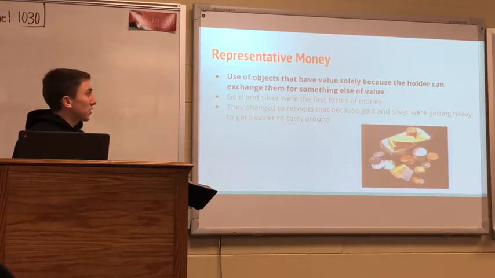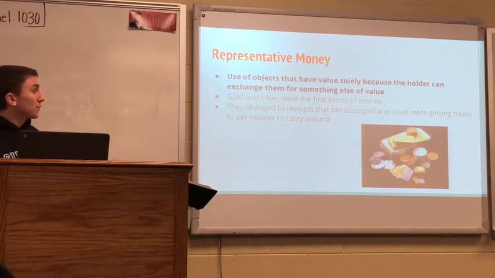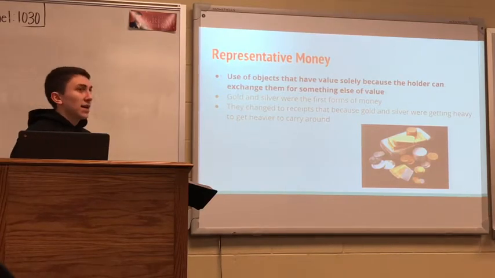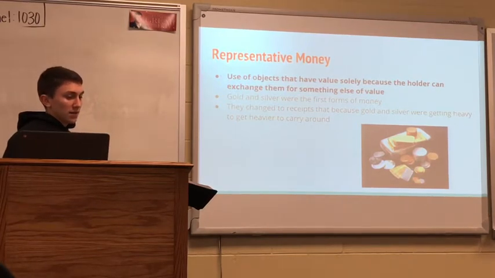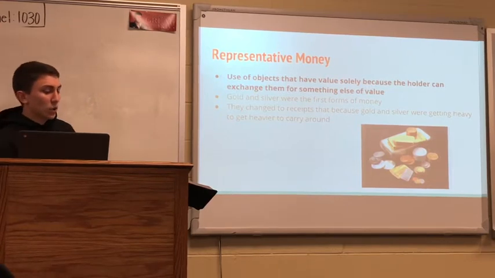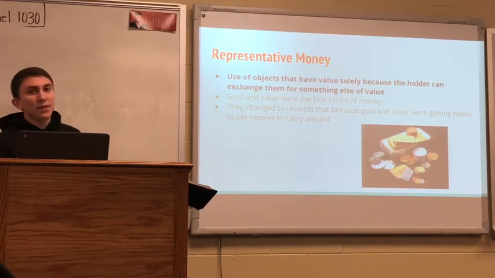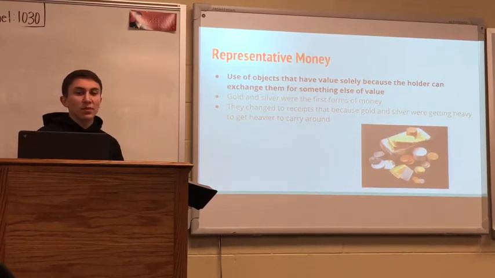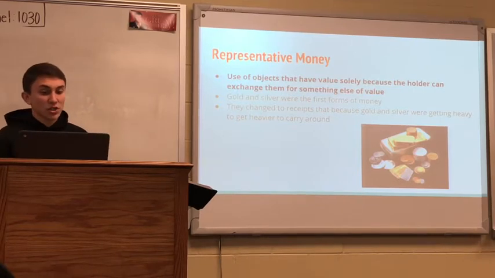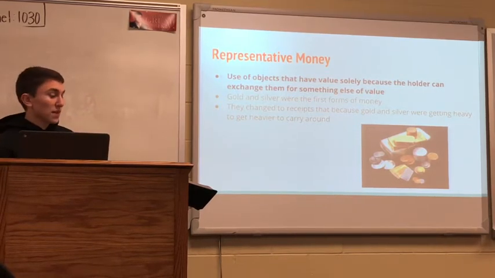And representative money, use of objects that have value solely because the holder can exchange them for something else of value. So like, gold and silver were the first forms of money, and they would find gold and just keep it, but it was getting heavy for them to carry around, so they would have blacksmiths hold on to their things, and the blacksmith would just give them a receipt of how much gold or stuff they would have, and they would measure that by weight.